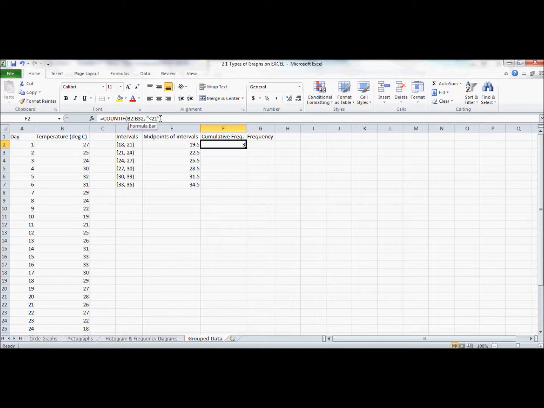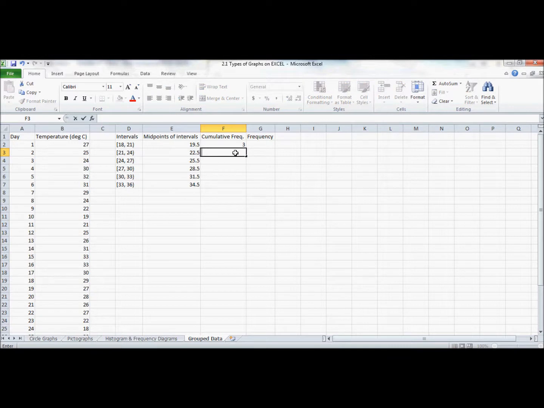If there was a value less than 21, then it counted how many times that happened. So this means that there were three values in this table that were less than 21. And we already know that there were no values less than 18, so it has to be three values within this interval.